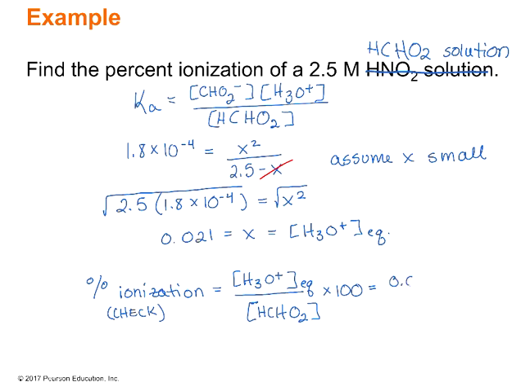Okay, so this will equal 0.021 divided by 2.5, and then we'll multiply that whole thing by 100. And we should get a value of 0.85%. So not only does that tell us that our assumption is valid, but we also determined the percent ionization of this weak acid solution.